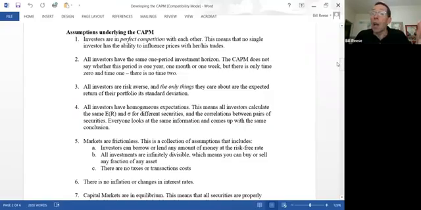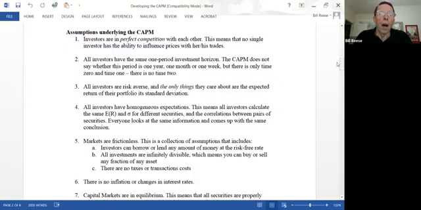Now, this is not true. I know that if I start buying up a whole lot of stock in a company, the price will go up. And if I start selling a whole lot of stock, the price will go down. But this is saying that no single investor can influence prices. We all just observe the prices.